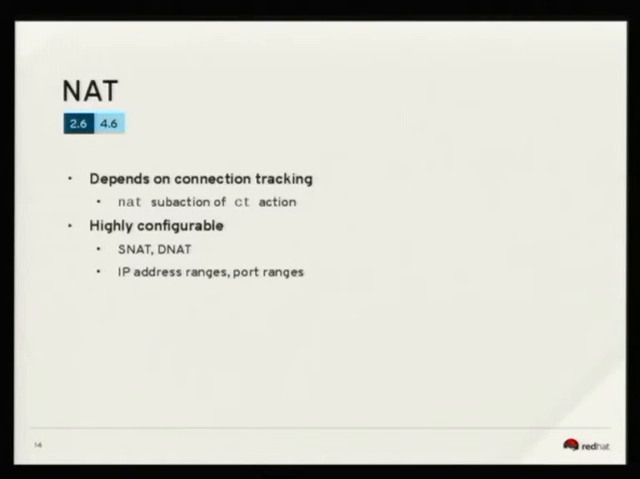NAT. Network address translation. This is another thing that will really help OpenStack and Docker, OpenShift, and all those guys. Because that will allow to do network address translation inside OVS, again, using OpenFlow rules. It's implemented, it will be in OVS 2.6, so something like 4 months ahead. And in kernel 4.6, so we will have to wait even longer for the kernel with this support. This is implemented inside the conntrack action. So there is a new sub action of the CT action, which does the NAT. So this is highly tied to conntrack.